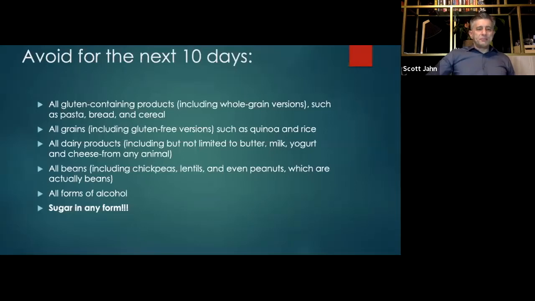Then you're going to cut out beans as well right now, and all alcohol. And then sugar in all forms, which includes things like sucrose and other things like fructose, which comes from high fructose corn syrup. That's probably the worst offender of them all. We're also going to cut out things like brown sugar, and go from there.